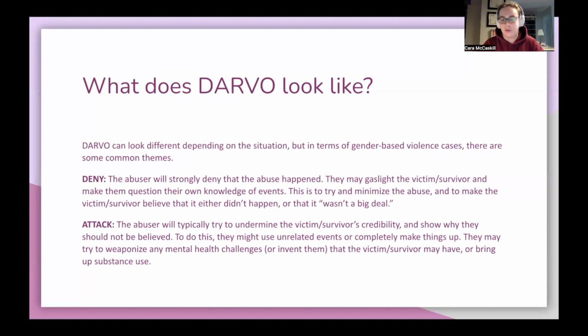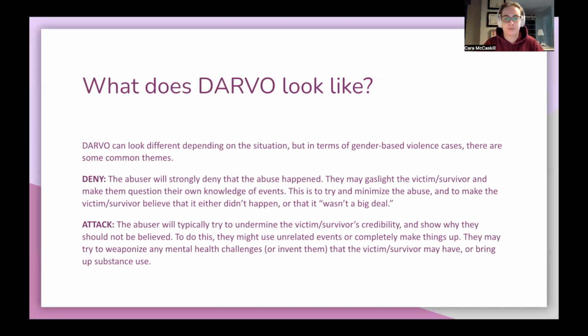This is a common tactic that we see in gender-based violence cases that make it to court, whether that's domestic violence, intimate partner violence, or sexual assault. This second part of the DARVO triad tries to show the public or members of the justice system why this victim or survivor shouldn't be believed and why they're not credible.